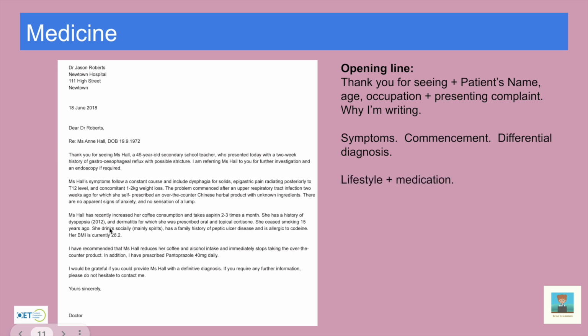Then we have a paragraph all about lifestyle and medication. We've got coffee, the aspirin, the history, more about the history here, social drinking, and the family history. So that's all been summarised under lifestyle and medication.